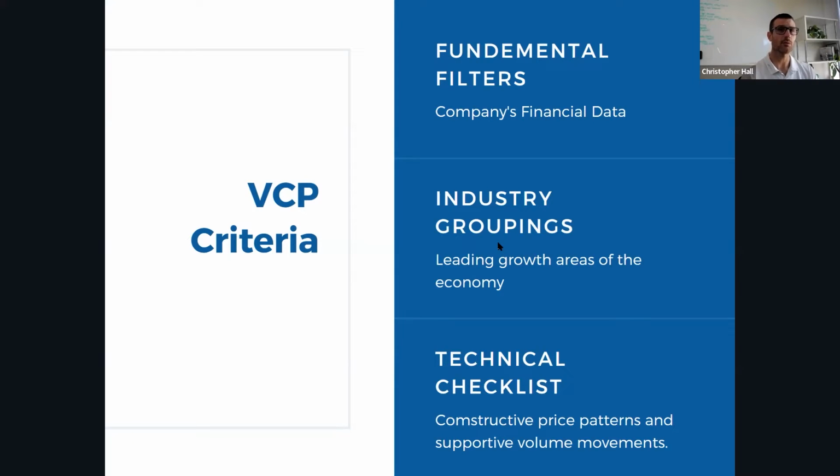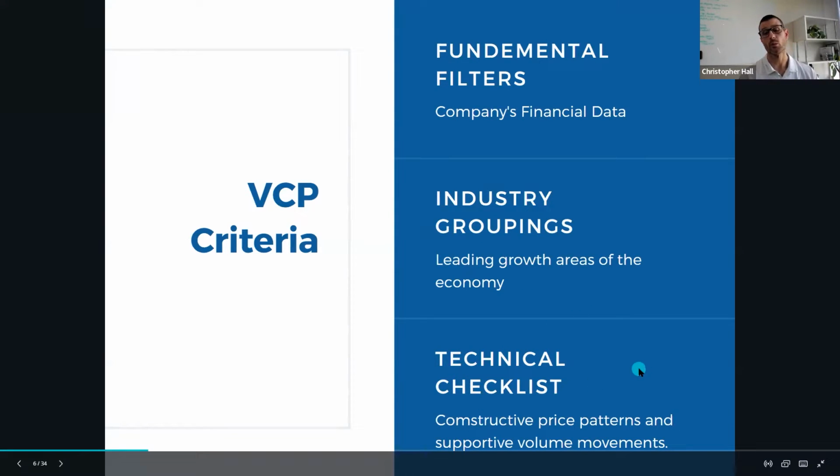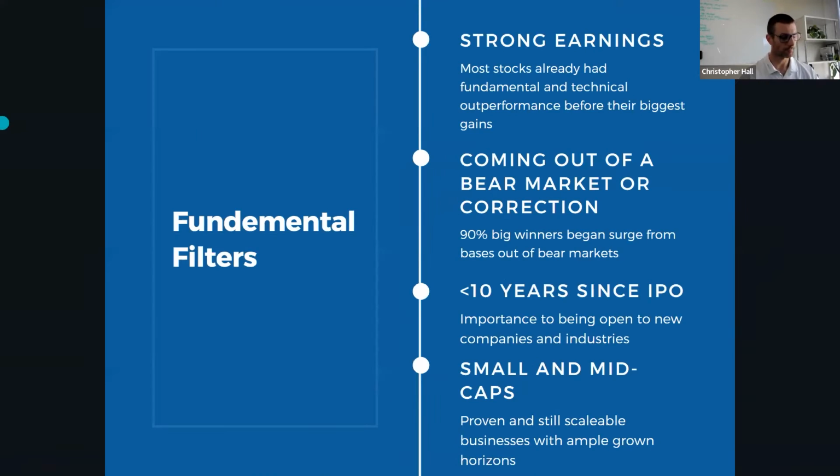When we run those filters at the same time, it highly increases the likelihood of when we see a VCP, it becoming a profitable trade. So that's really important that we're consistently covering. Then there's a technical checklist. We're going to walk through that because there's constructive price patterns and supportive volume movements that we want to be seeing from VCPs. Having a look at the fundamental filters, we want to see strong earnings.